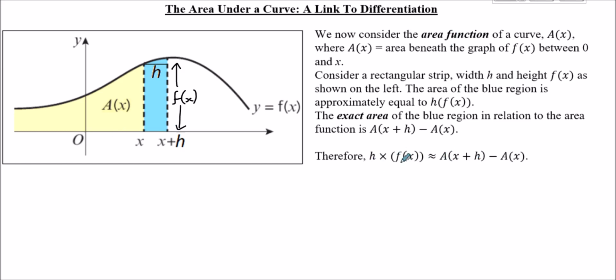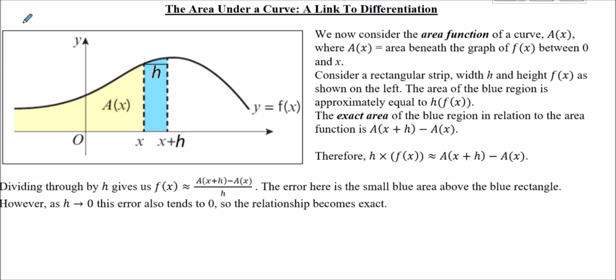So we can manipulate this slightly. If we divide through by h, this gives us that f of x is approximately equal to the area function of x plus h minus the area function of x, divided through by h. The error here is the small blue area above the blue rectangle. But I'm going to show you in a second, as h goes towards 0, this area also goes towards 0 as well. So the relationship becomes exact.